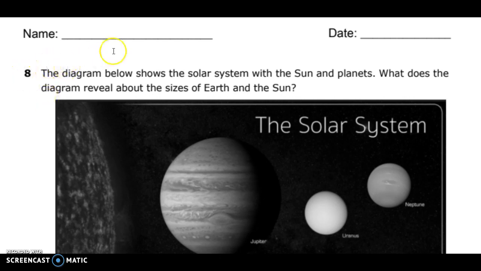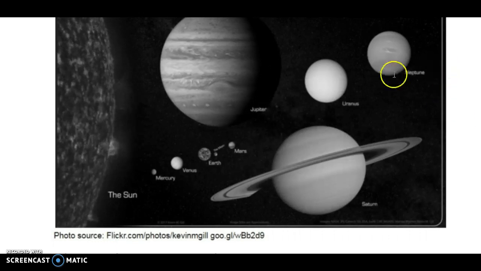Eight. The diagram below shows the solar system with the sun and planets. What does the diagram reveal about the size of Earth and the sun? The solar system: Neptune, Uranus, Jupiter, Mars, the moon, Earth, Venus, Mercury, the sun, Saturn.